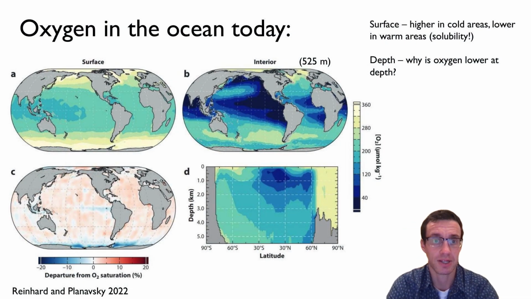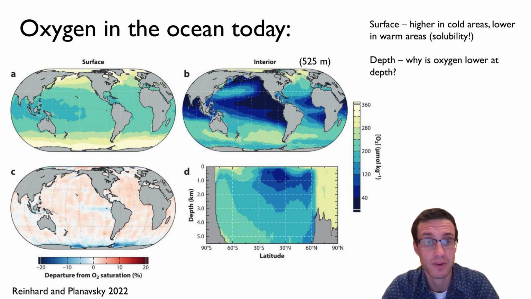So here are some plots showing oxygen in the ocean today. In the upper left, that's the surface oxygen concentration, and darker colors represent lower oxygen. Lighter colors, the yellows and getting close to white, represent higher oxygen concentrations. And so we see the same pattern as sea surface temperatures, basically, which is that in the colder areas to the north and the south, we have more oxygen, and in warmer areas around the equator we have less oxygen.